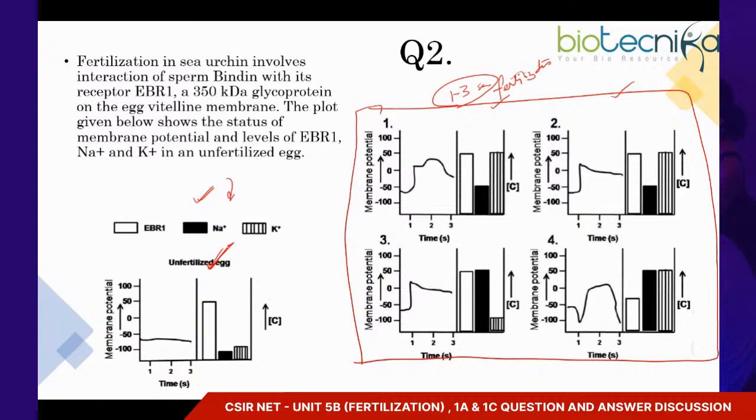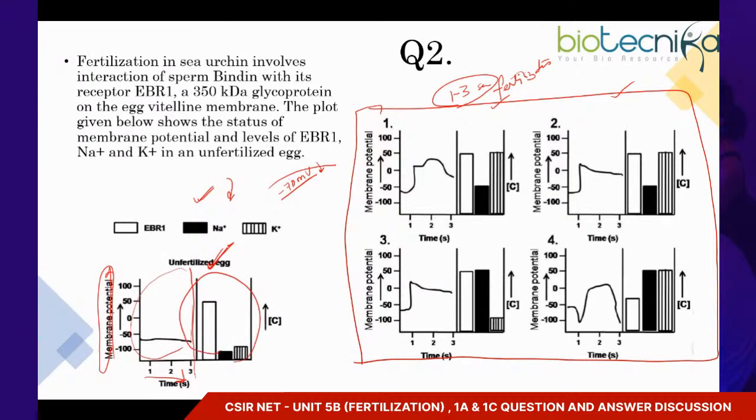So out of this, which is correct? Two things are shown in the graph. One part of the graph is about the membrane potential. We know that across the plasma membrane we have a potential difference. The inside part is minus 70 millivolt, so the inside is negative. Now, with respect to time, how much the membrane potential is increasing is shown here in this graph.